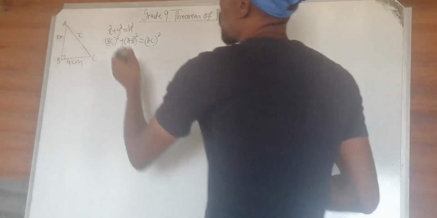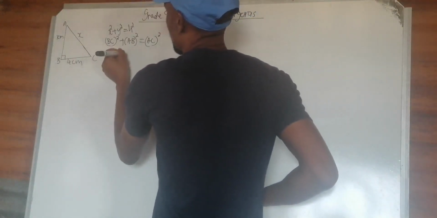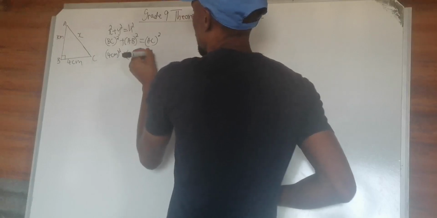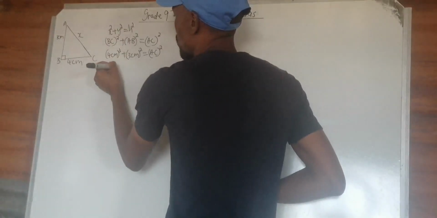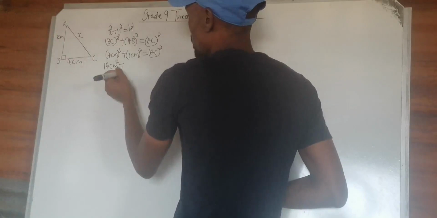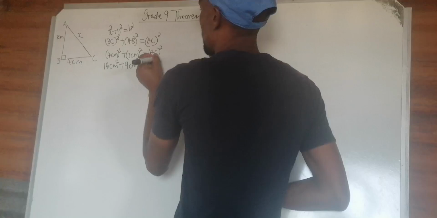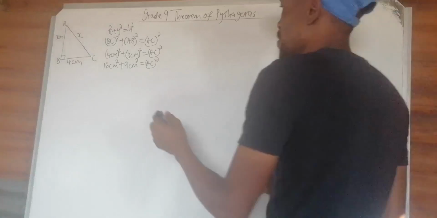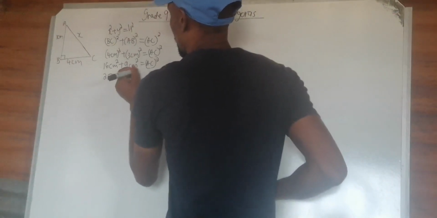Okay? So we can have the values to say, okay, this is 4 centimeters squared, this is 3 centimeters squared, and this is your AC squared. 4 squared is 16 centimeters squared. 3 squared is 9 centimeters squared, and this is your AC squared. Now 16 plus 9 should be 25 centimeters, that is also squared.